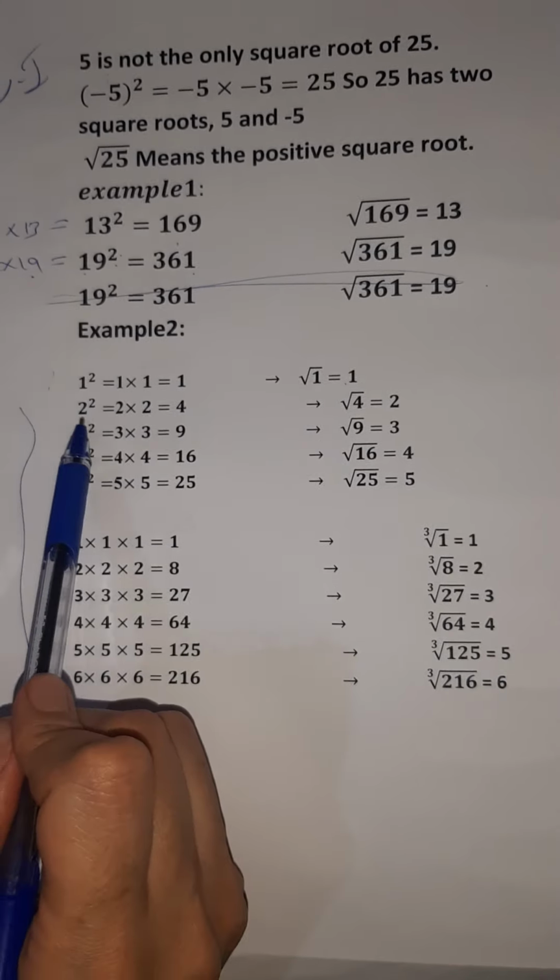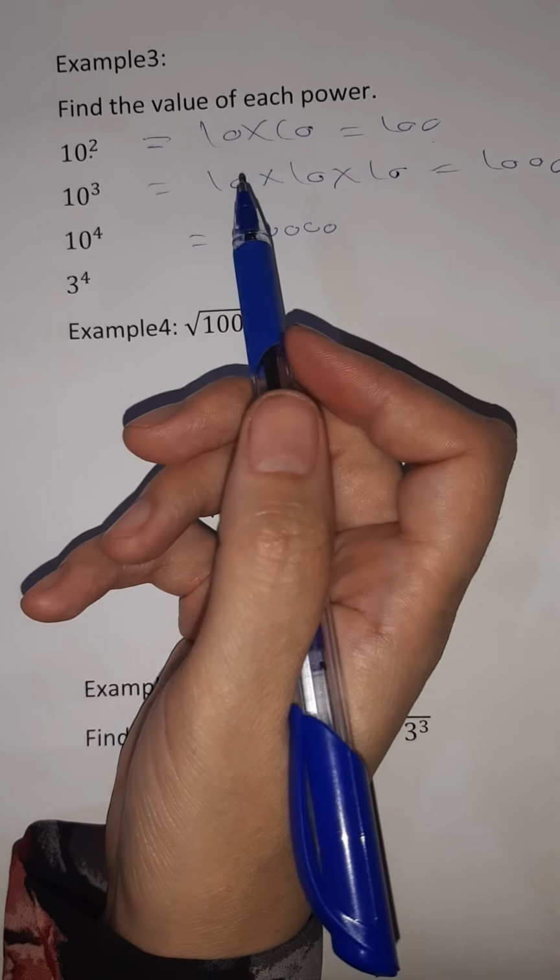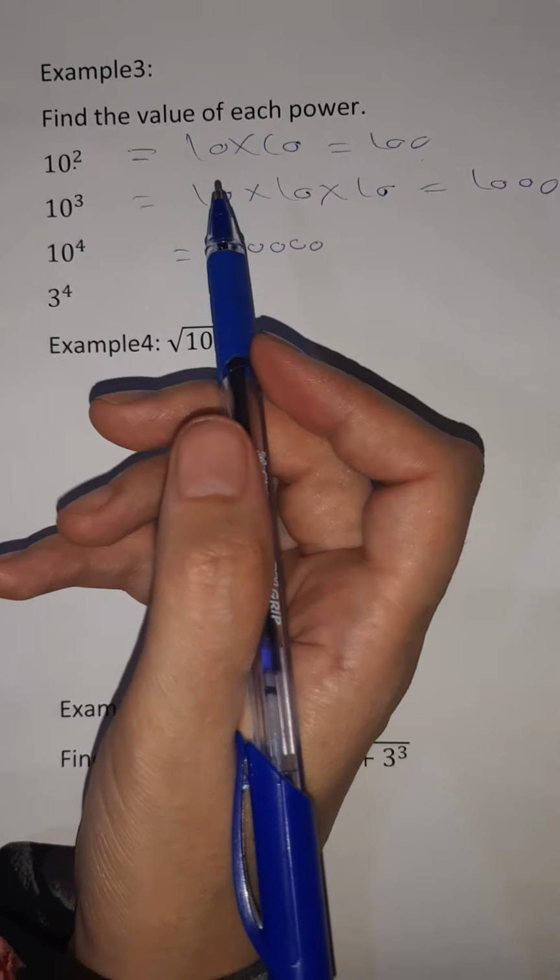Example: find the value of each power. 10 squared means 10 times 10 equals 100. 10 cubed, 10 times 10 times 10 equals 1000. Look here, 2 zeros, 3 zeros. Here 4 zeros. 10 to the power 5, 5 zeros. 10 to the power 6, 6 zeros. Here 3 to the power of 4 means 3 times 3 times 3 times 3, 4 times. 3 times 3 is 9, times 3 is 27, times 3 is 81.